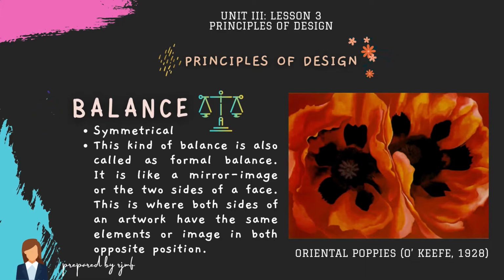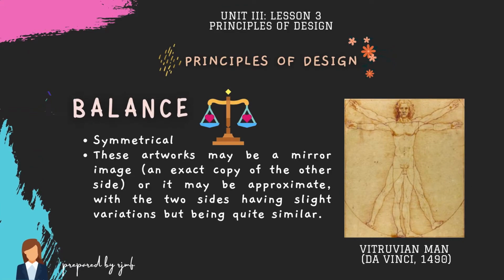An example of art with symmetrical balance is Georgia O'Keeffe's Oriental Poppies and Leonardo da Vinci's famous Vitruvian Man. These artworks may be a mirror image, an exact copy of the other side, or it may be approximate, with the two sides having slight variations but being quite similar.